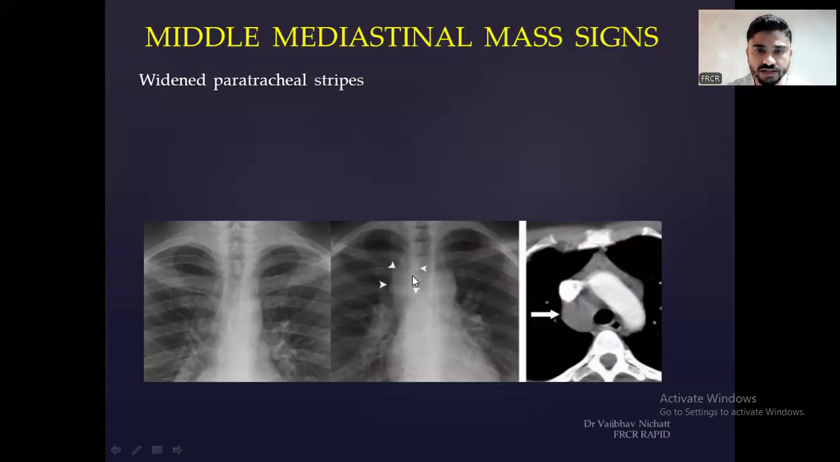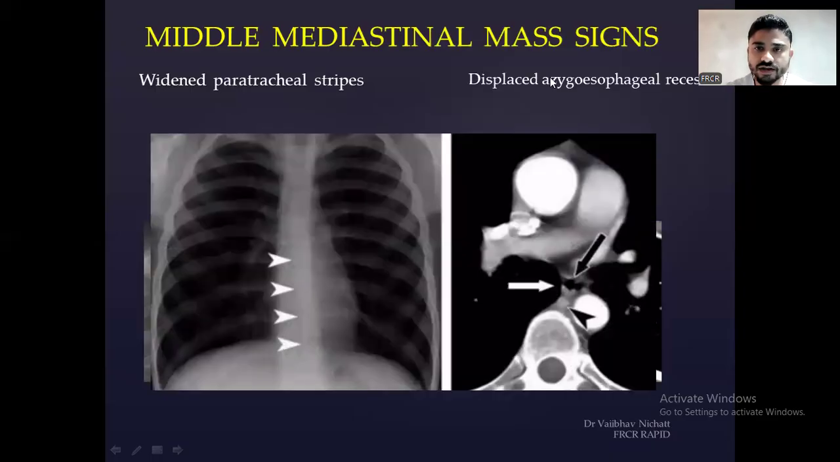This is a normal case. Here you can see there is a whitening of the right paratracheal stripe. There is also some indentation on the right lower border of the trachea and the associated superolateral aspect of the right main bronchus. And this is a CT scan of the same patient, which shows a hypoenhancing structure at the level of the right lower paratracheal location, most likely an enlarged lymph node.